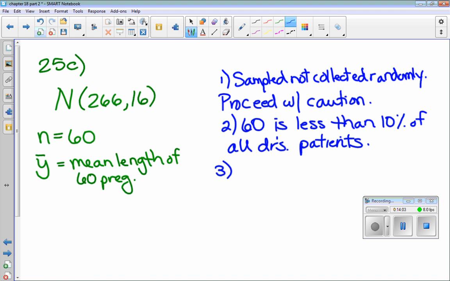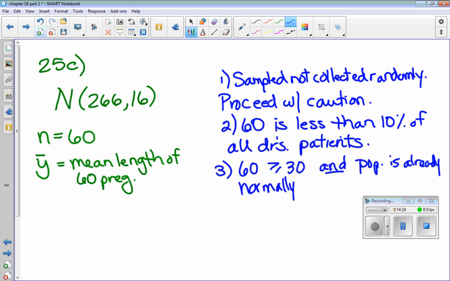So we can say that the sample size is greater than or equal to 30. Actually, we should use the number 60 is greater than or equal to 30. And if you can say that the population is normal to begin with, right? And the population is already normally distributed. You really wouldn't have to do this part and would be still fully correct, okay? Yes, absolutely. Okay? All right, so my conditions check out.